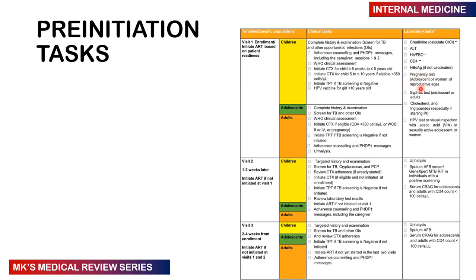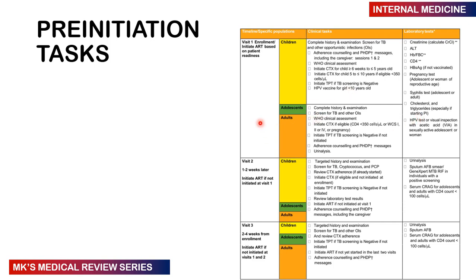Get a syphilis test in adolescents or adults, and cholesterol and triglycerides, especially if you're going to be starting them on protease inhibitors. Then, of course, HPV testing, or you can do a visual inspection with acetic acid in those that are sexually active, adolescents, or women.